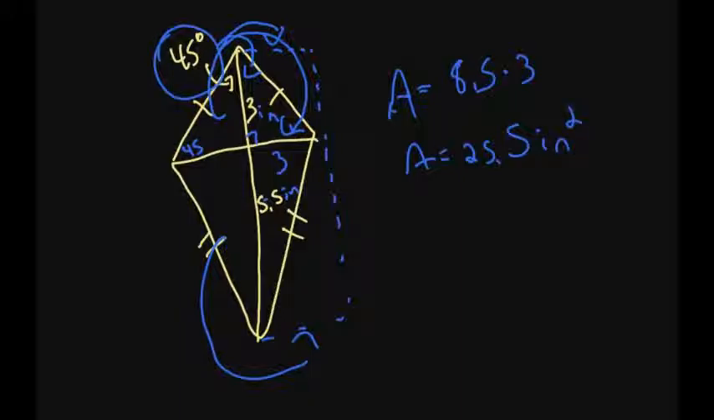So that's how you find the area of trapezoids, rhombuses, and kites.